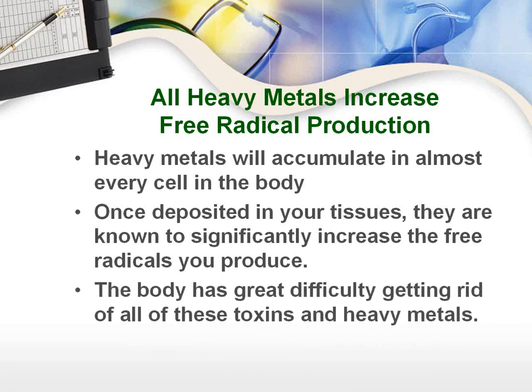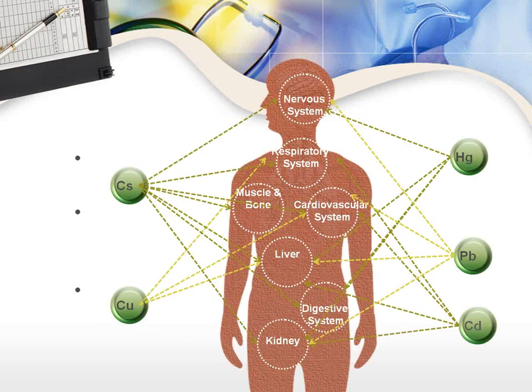And in fact, there's some essential nutrients like iron that we have seen actually increases free radical production. And that's why you will not find iron in the optimals, because even though it's an essential nutrient, we get plenty from our diet. And if you get too much, it increases free radical production. But when it is deposited in your tissues, it can cause tremendous problems, and the body is just struggling to get rid of these toxins and heavy metals.